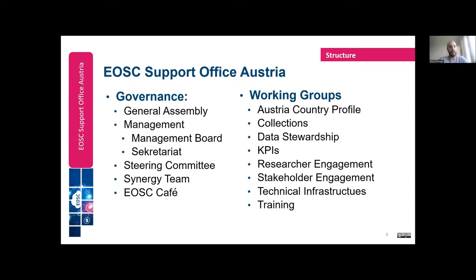The EOSC Café is an open forum that serves for the exchange of information and the coordination of the EOSC and related open science activities in Austria. The EOSC Support Office Austria also has several working groups, namely on the Austrian country profile, collections, data stewardship, KPIs, researcher engagement, stakeholder engagement, technical infrastructures, and training.